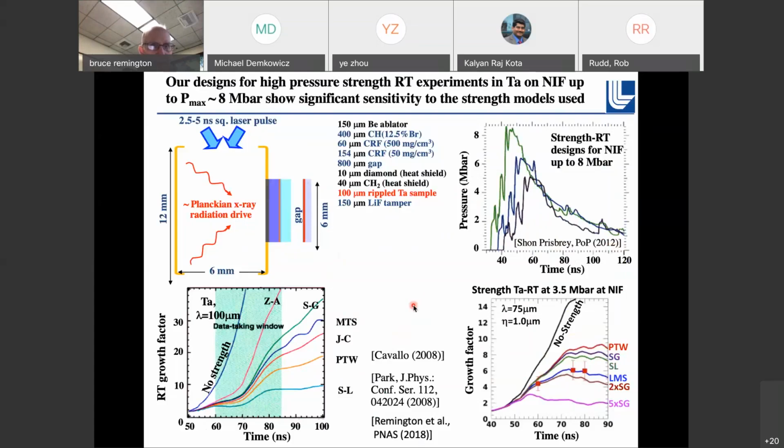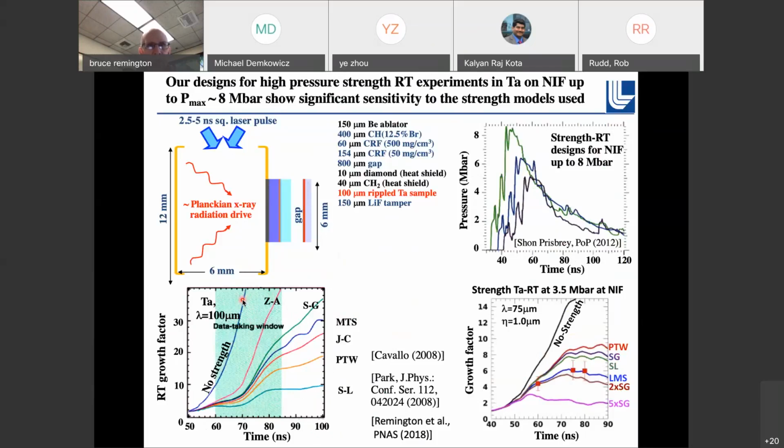On the lower left plot is the really interesting thing. The higher in pressure we go when we stay in a solid state, the sensitivity to the strength models just gets stronger and stronger. So you see these predictions for Rayleigh-Taylor growth factor as a function of time for all these different models. And it's just an impressive plot. On the top, the blue curve is the prediction. These are for wavelengths of 100 microns in tantalum. Predictions for no strength. So the growth factors are very, very large in the classical regime.